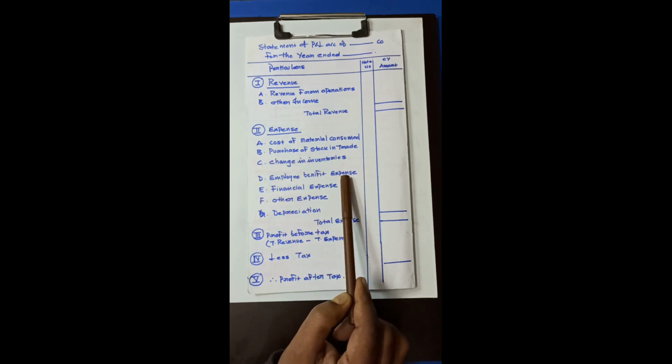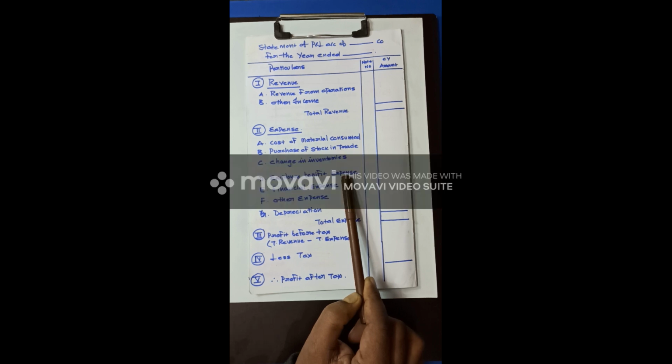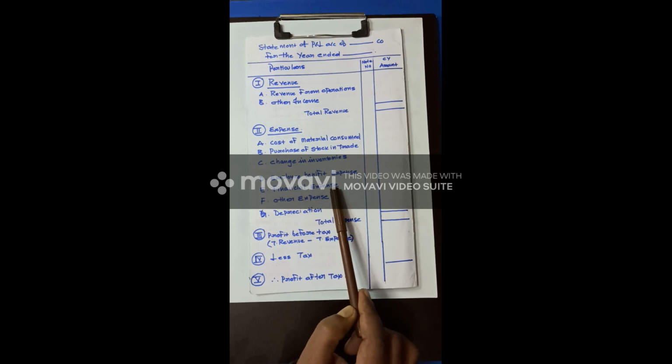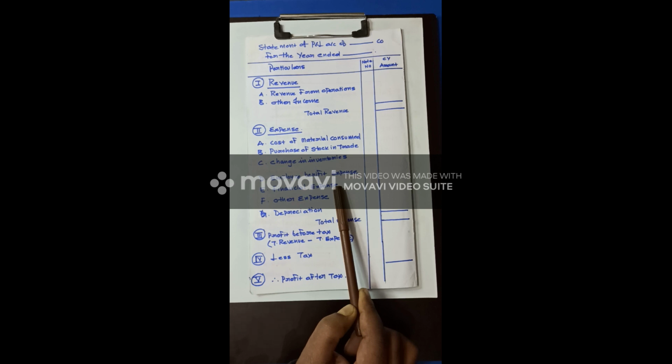So employee benefit expenses, all expenses which are paid to the employees, like salary, wages, bonus, leave encashment, etc. Financial expenses, all expenses that are required to raise the finances for running your business, like interest on borrowing, interest on bank loans, interest on loan from other financial institutions, then interest on debentures, that is loan taken from the public, and we have discount on issue of debentures, loan processing fee, etc.